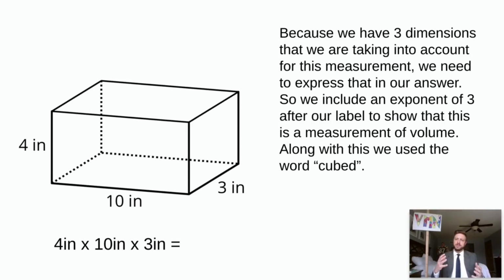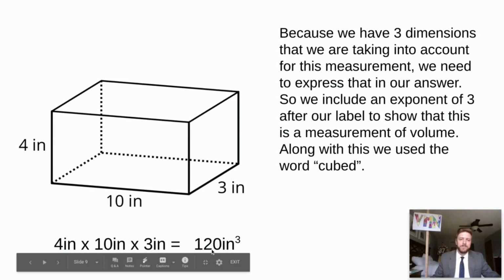If we were to simply say 120 inches, that would mean a length of 120 inches. If we were to say 120 inches squared, it would mean that we were talking about a two-dimensional figure. But since we have three dimensions, we need to include an exponent of 3 after our label to show that this is a measurement of volume. And along with this, we use the word cubed. So for example, our answer here is 120 inches cubed. 4 inches times 10 inches times 3 inches is 120 inches cubed.